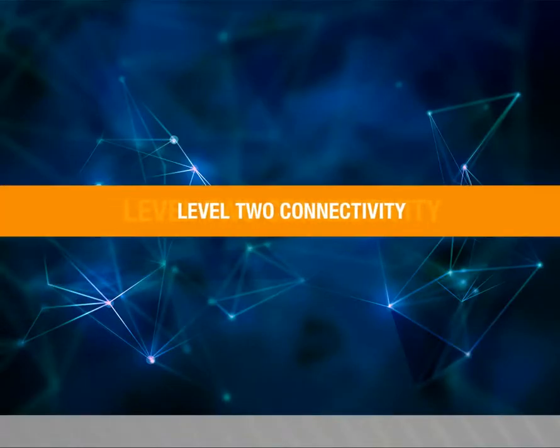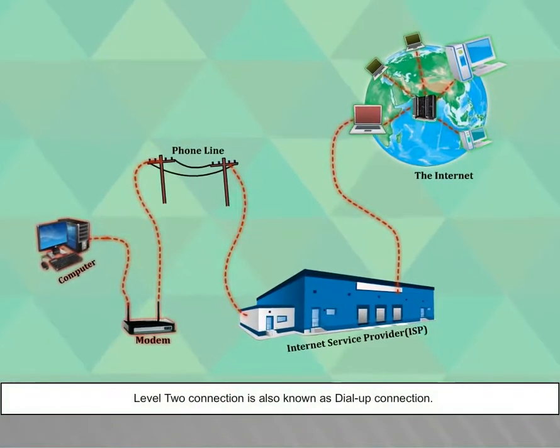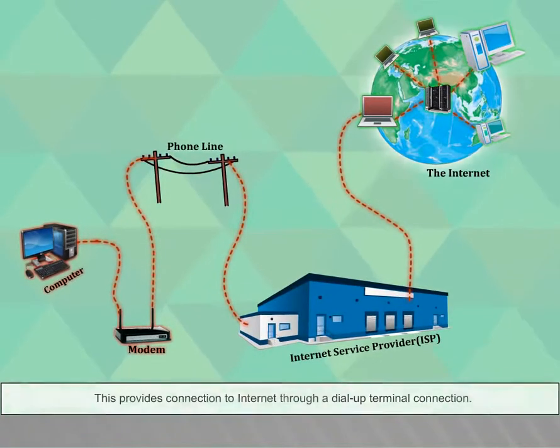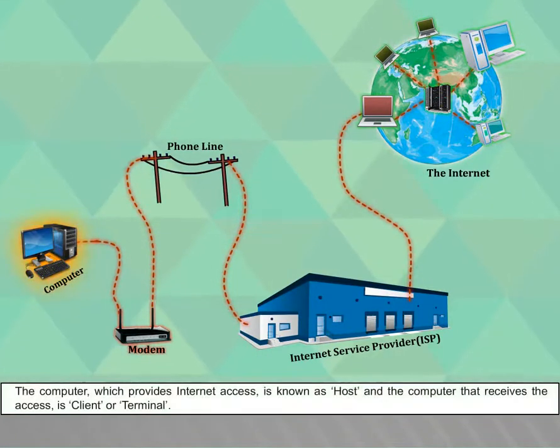Level 2 connectivity. Now we are going to see about Level 2 connectivity in this video. Level 2 connection is also known as dial-up connection. This provides connection to the internet through a dial-up terminal connection. The computer which provides internet access is known as the host, and the computer that receives the access is the client or terminal.